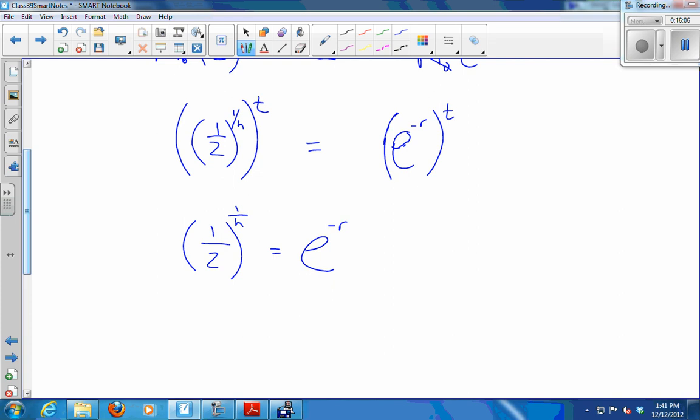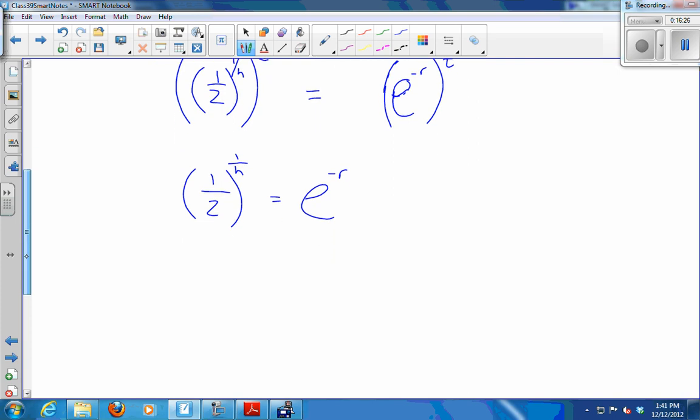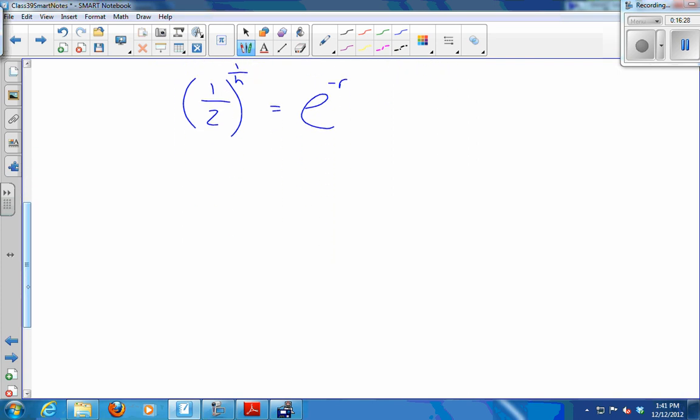Now this is just an equation. I could solve it for h or I could solve it for r. If you know one, you can solve for the other. So if you know half-life, you can solve for continuous decay rate, right? h is half-life. If you know continuous decay rate, you can solve for half-life. So let's solve for one of them. If I solve for r here, say I want to solve for r, what should I do?